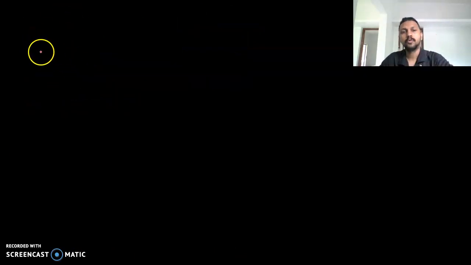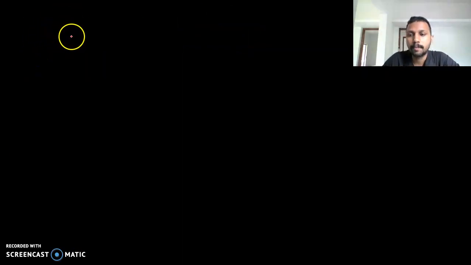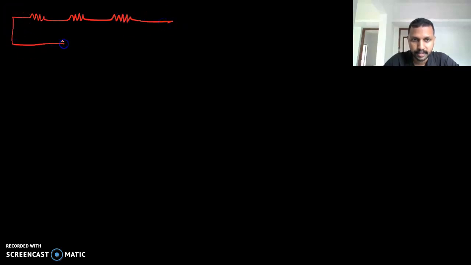Okay, students, now let's speak about the combination of resistors. For that, imagine we are having a circuit diagram like this. These are three resistors which are connected in series, and let's call the resistances of the three resistors R1, R2 and R3.